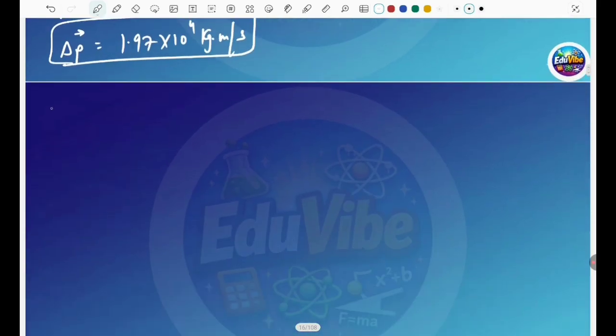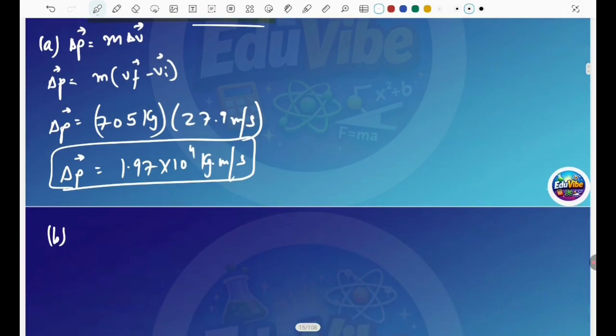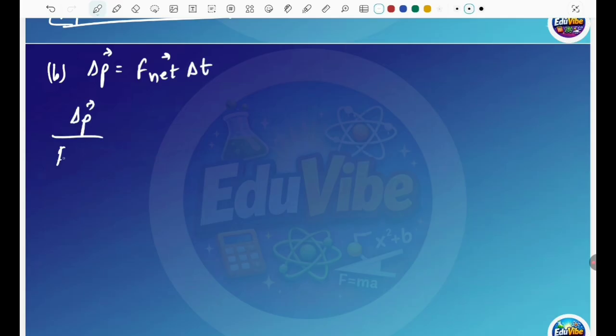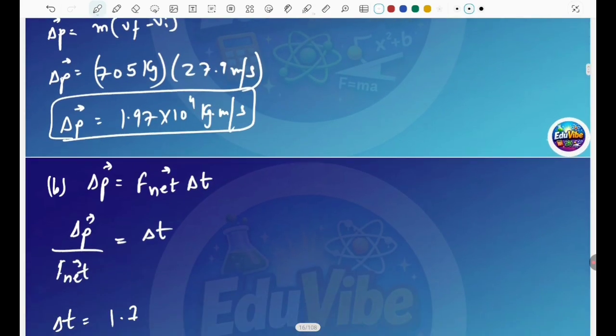And for the B part, you have to find the acceleration time. Now, you know the other formula for impulse, that this is equal to the net force times delta T. You can isolate delta T, which is change in momentum over net force. You calculate this, so 1.97.